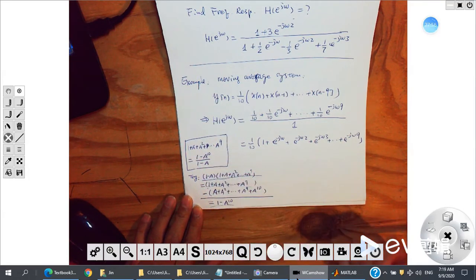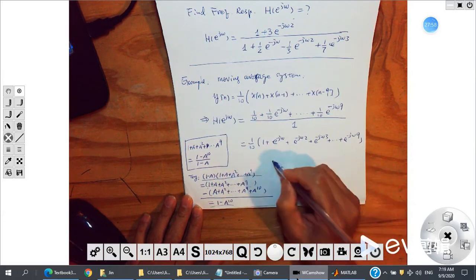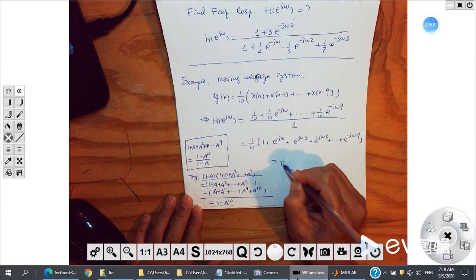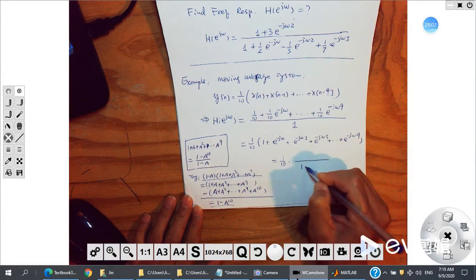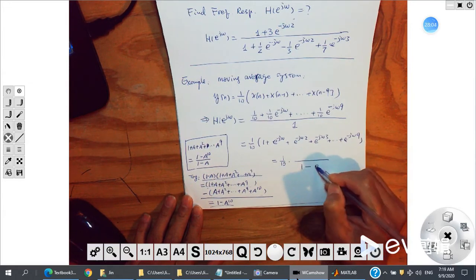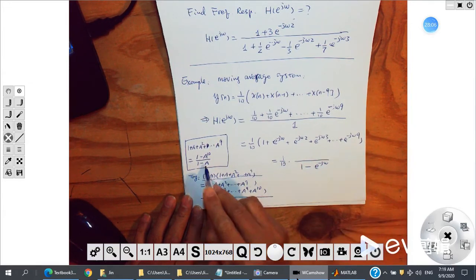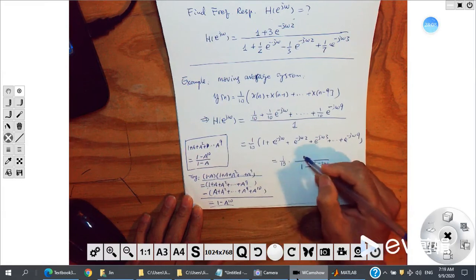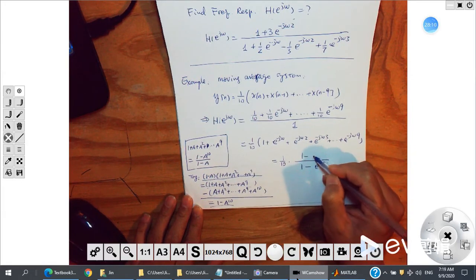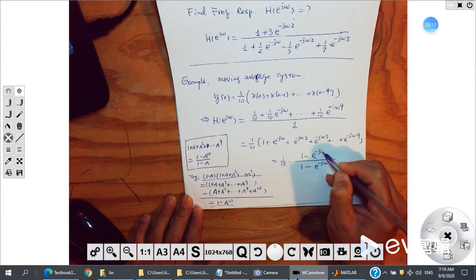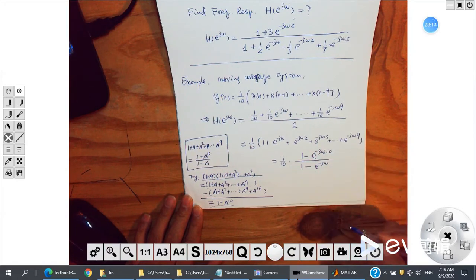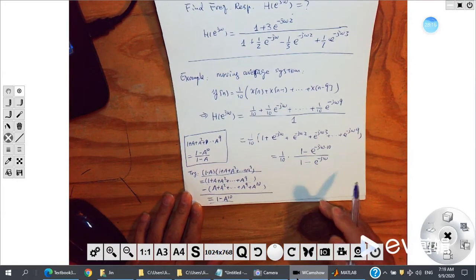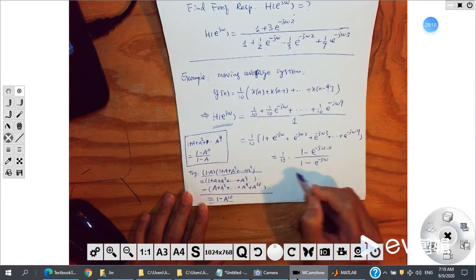Alright. So this equation I can write as 1 over 10 times 1 minus a, where a is now e to the negative j omega, right? This capital A is this one. And the numerator is 1 minus e to the negative j omega times 10. So we can have capital H as this one.